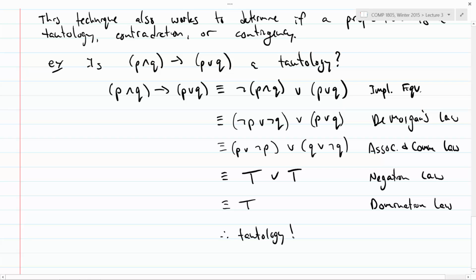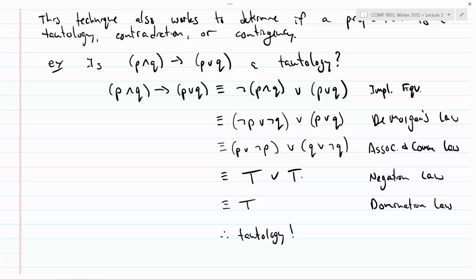You might have noticed that at this step here, the second from the last step, I actually don't need to apply negation to this part. As soon as one part of the or is true, then I'm done and I can apply the domination law. I don't need to do that extra step, although it's not wrong if you do it. So any questions about how this proof went?